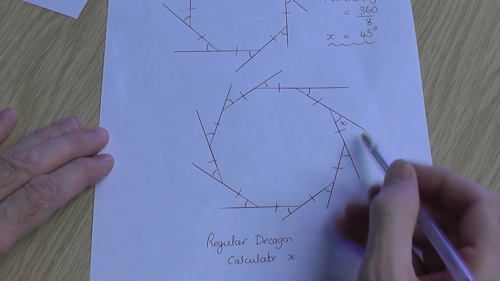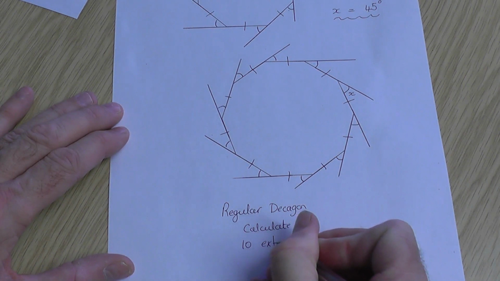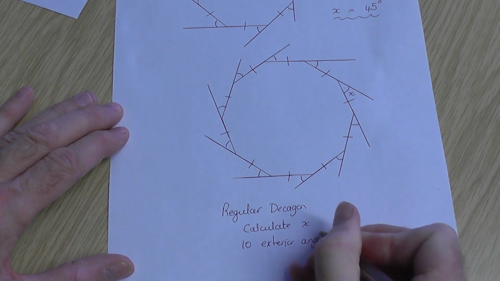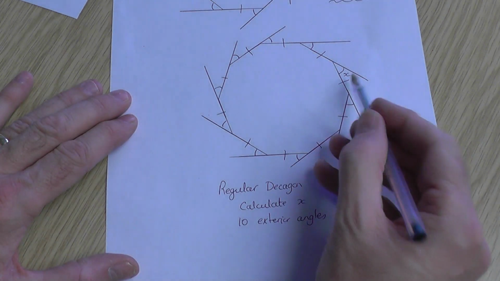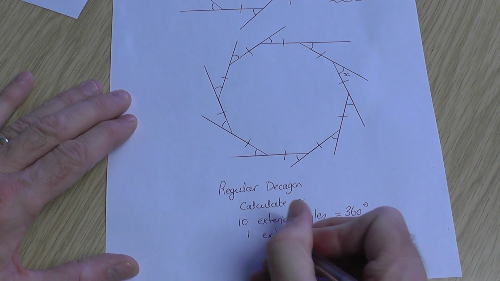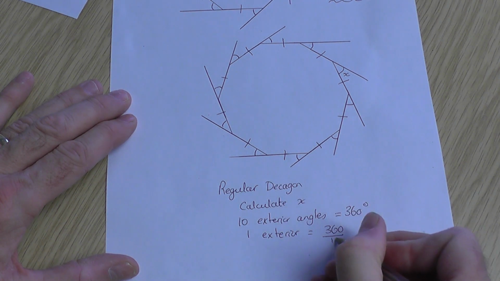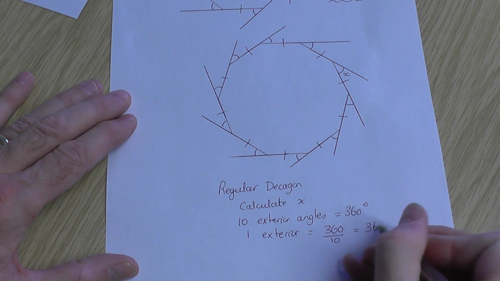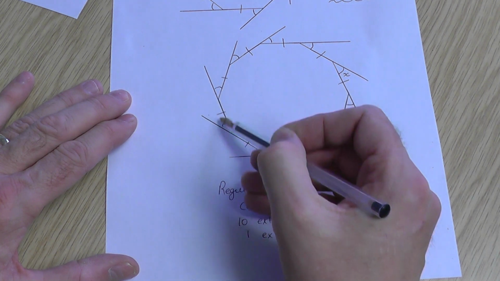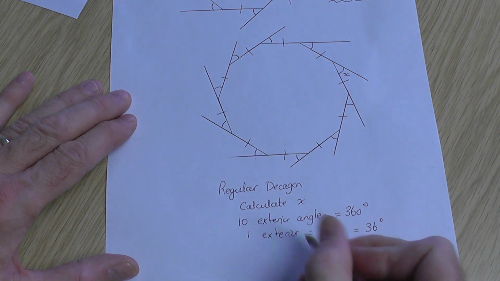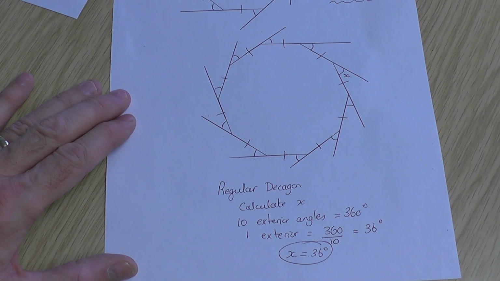It's a 10-sided shape. There are 10 outside angles, so you would say 10 exterior angles must equal 360 degrees. So if you want to work out what one of them is, one exterior angle would be the 360, and because they're all the same size, you'd share it by 10. And that's nice and easy, 36 degrees. So in that picture, each one of these outside angles is 36 degrees. So therefore x in the picture would be 36 degrees. And that would be the end of that question.